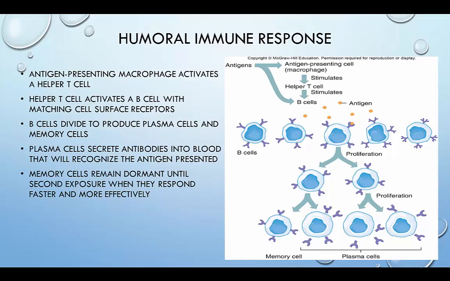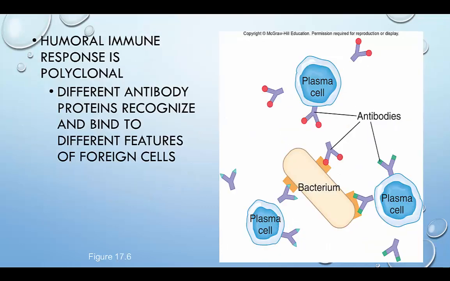So here's our humoral immune response. Antigen-presenting macrophages activate the helper T cells. We see that the helper T cells then activate B cells with matching surface receptors. They divide and produce plasma cells and memory cells. The plasma cells secrete antibodies into the blood that will recognize the antigen presented. And we know that the memory cells remain dormant until subsequent exposures happen, and therefore the response time will be enhanced.